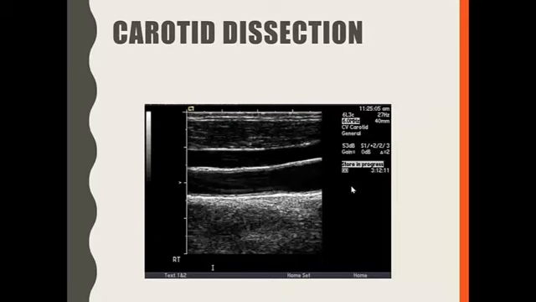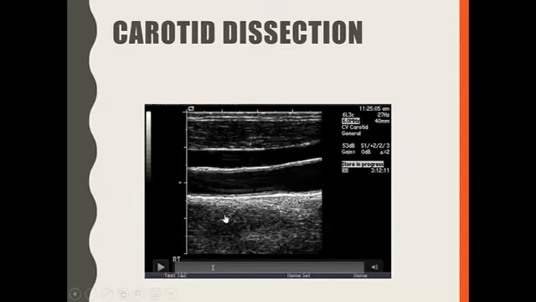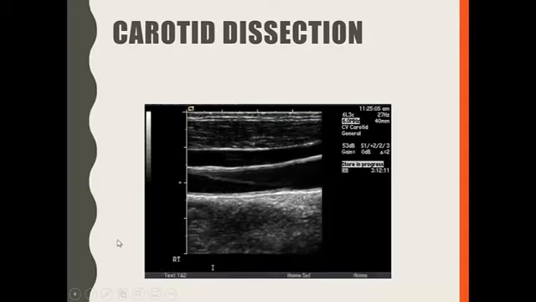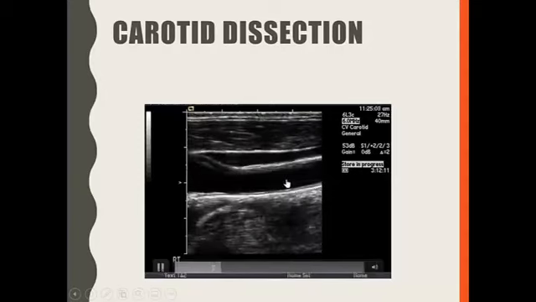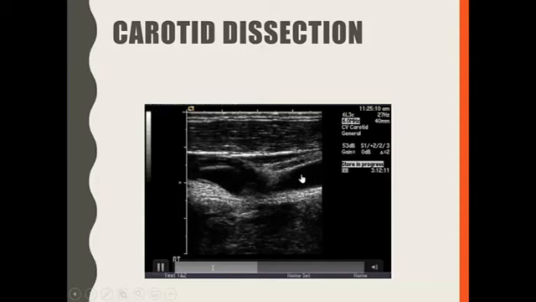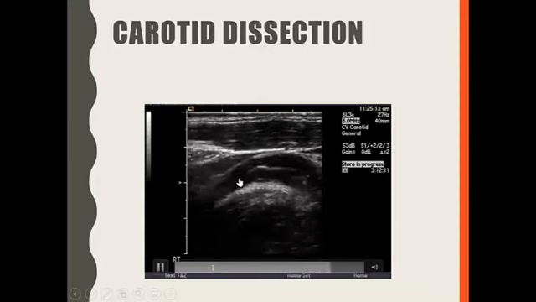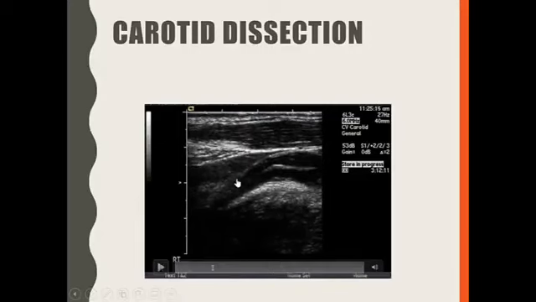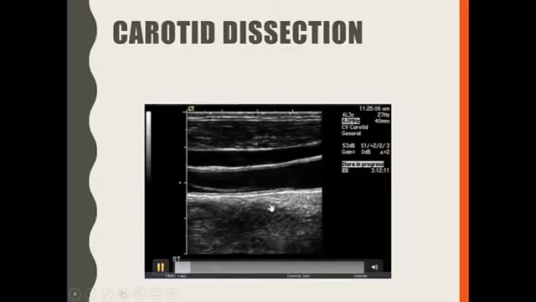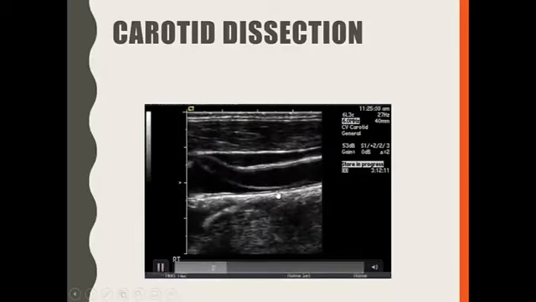Regarding carotid dissection, this is a video of a case which was done on ultrasound. I'll show you. And this is the intimal flap, and this is the common carotid bifurcation, and internal carotid artery. So again, you can see the intimal flap moving during the blood flow.